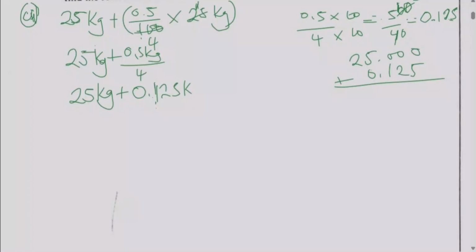Then we have 0 plus 5 will give us 5. 0 plus 2 will give us 2. 0 plus 1 will give us 1 point. Then 5 plus 0 gives us 5. Then 2 plus 0 gives us 2. So the answer is 25.125 kg.